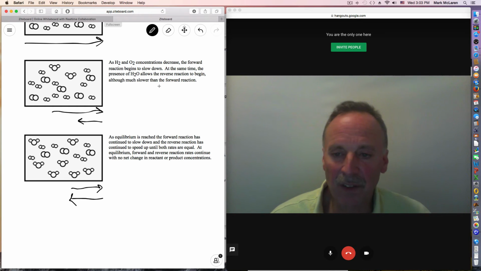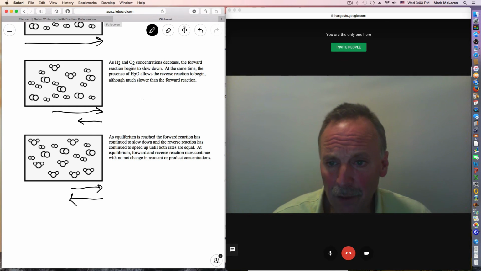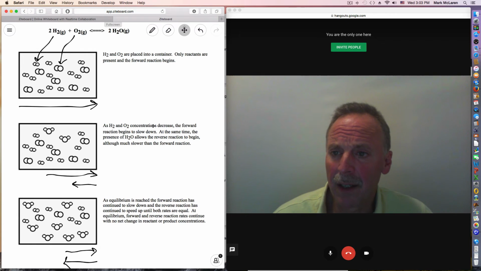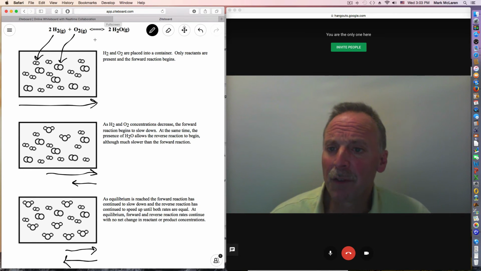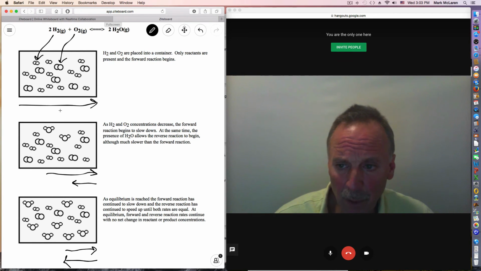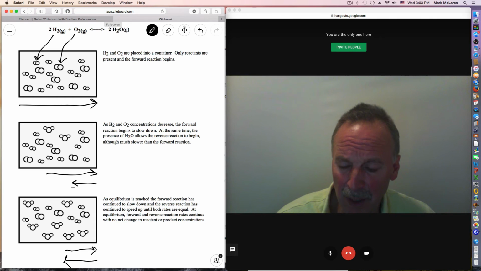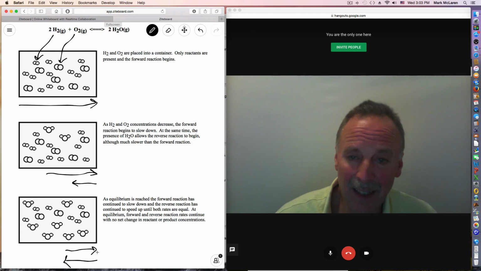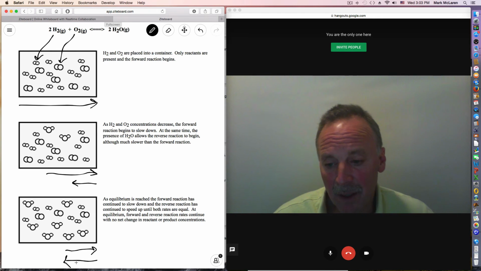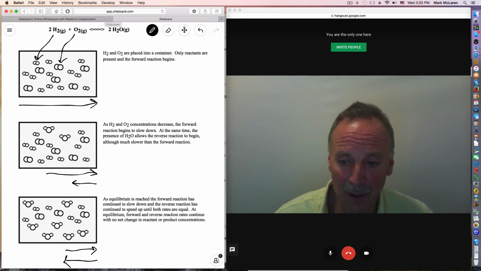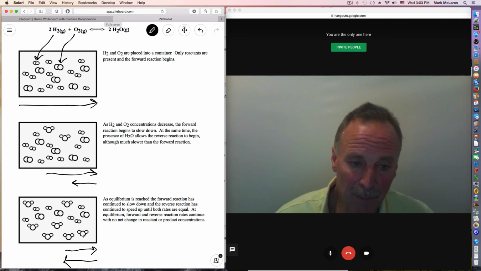And so what you can see is that, just to review here, in our first frame, only the forward reaction took place. A little while later, the forward reaction is slowing down, the reverse reaction is speeding up, and finally, in this situation here, the forward reaction, while it's still taking place, is taking place at the same rate as the reverse reaction. And this is what we call chemical equilibrium.